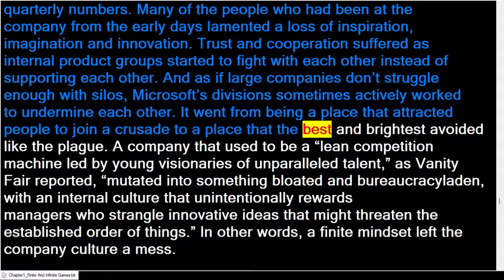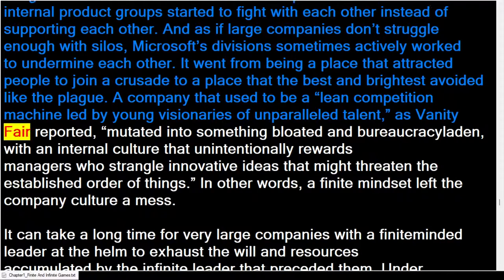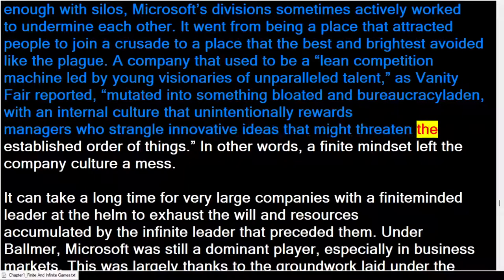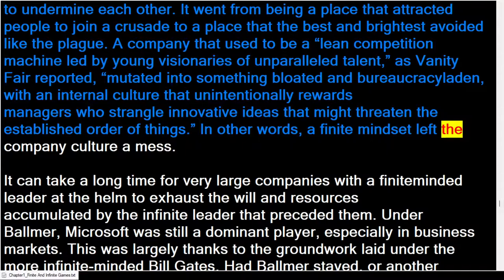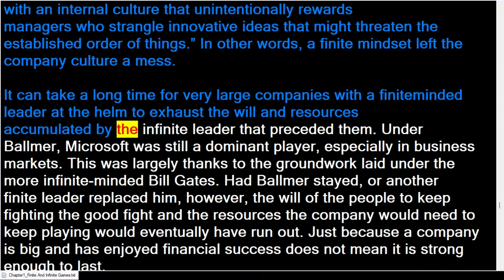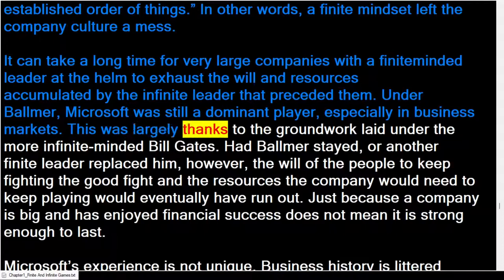A company that used to be a lean competition machine led by young visionaries of unparalleled talent, as Vanity Fair reported, mutated into something bloated and bureaucracy-laden, with an internal culture that unintentionally rewards managers who strangle innovative ideas that might threaten the established order of things. In other words, a finite mindset left the company culture a mess. It can take a long time for very large companies with a finite-minded leader at the helm to exhaust the will and resources accumulated by the infinite leader that preceded them. Under Ballmer, Microsoft was still a dominant player, especially in business markets. This was largely thanks to the groundwork laid under the more infinite-minded Bill Gates.